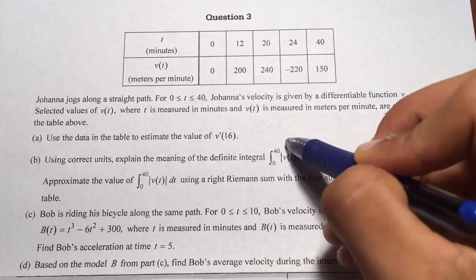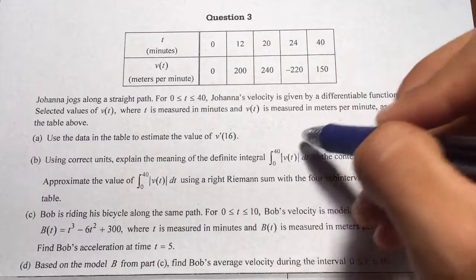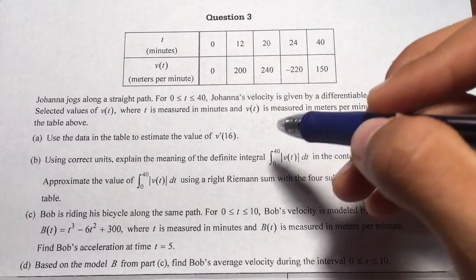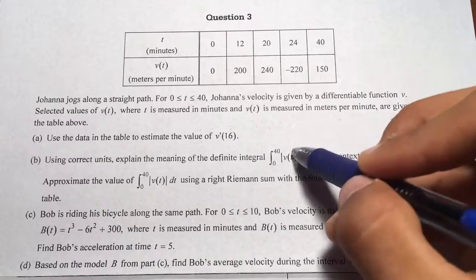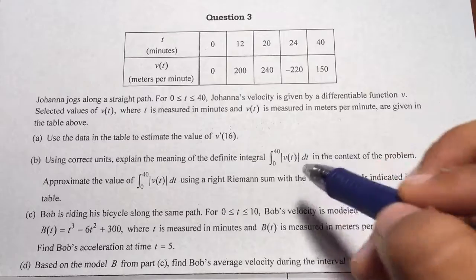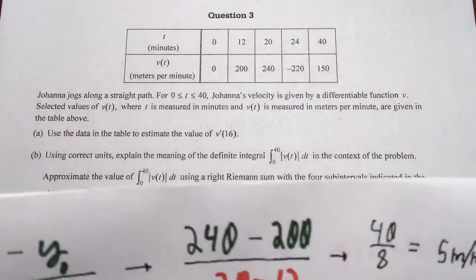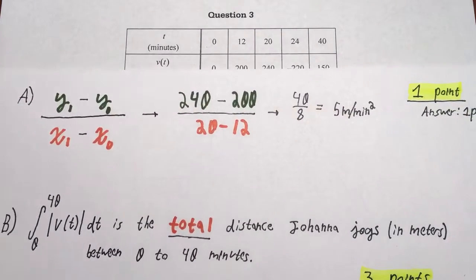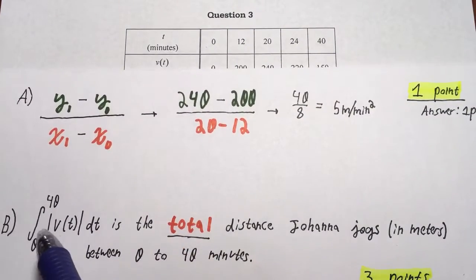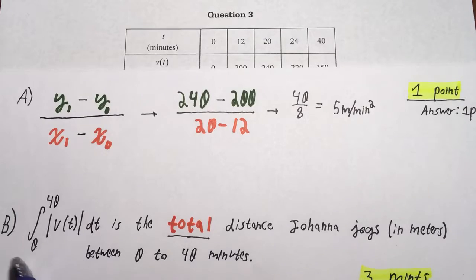So it doesn't matter if I went 5 miles north and 5 miles south, and I end up at the same spot, my overall distance traveled is 10 miles because I went 5 up and 5 down. Essentially, distance cannot be negative, so you put an absolute value, and this gives you the overall distance traveled. So in the case of this question, you can simply say the integral of the absolute value of velocity is the total distance Jonah jogs in meters between 0 and 40 minutes, or in the first 40 minutes.